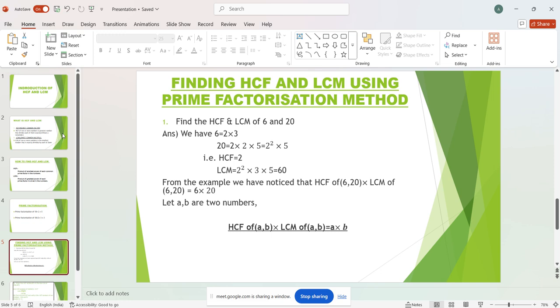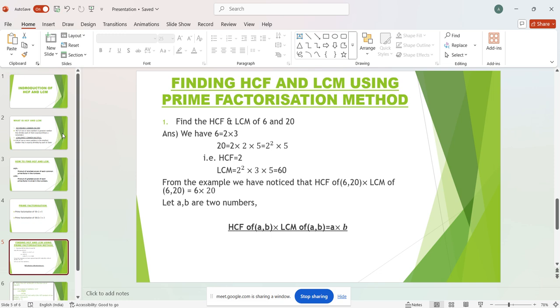HCF means highest common factor. The common factor in 6 is only 2, and in 20 it is 2, so we take only one 2. 3 is not in 20, only in 6, so 3 is not taken. 5 is also not common, so 5 is not taken. We take only the common 2. So HCF equals 2. Common factor means the factor common to both numbers, and that is only 2.